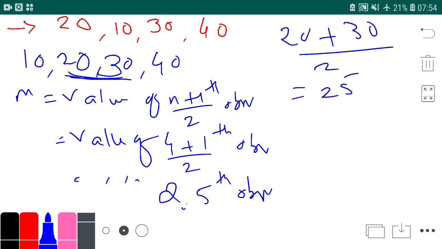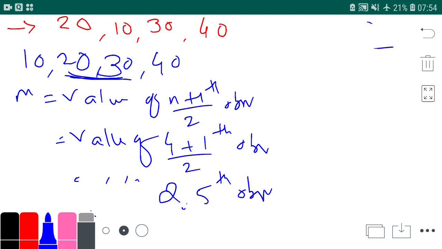So your average is 25. So your median is 25. Now this is your answer. We found the answer already, but I'll go with the steps.